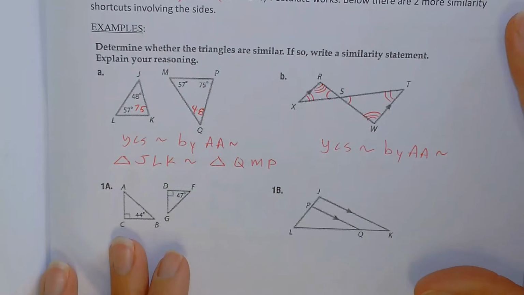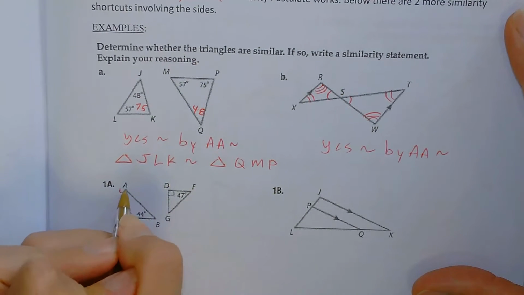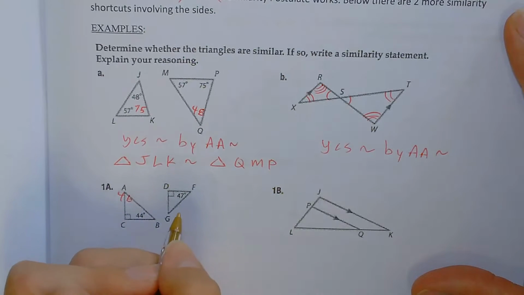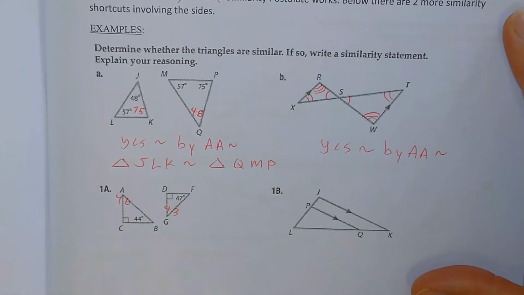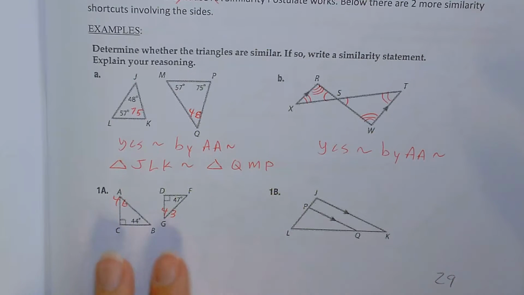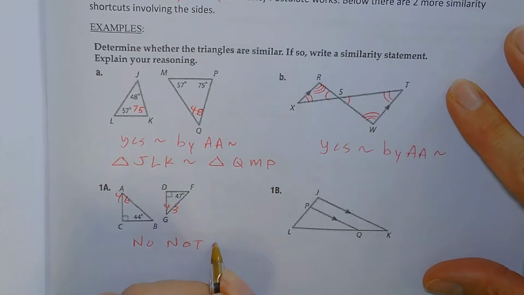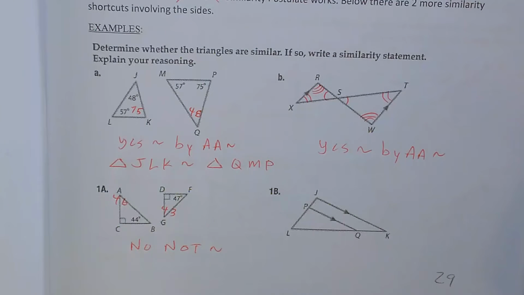Okay, so go to 1A. I'm going to subtract the angles I know from 180. When I subtract, here's what's left. I get a 46 on that one, and I get a 43. I do not have 2 angles that match. That means that these might be similar in looks, but they're actually not similar mathematically. So no, they're not similar. And you would just say something like AA fails, or you don't have enough to say they're similar.